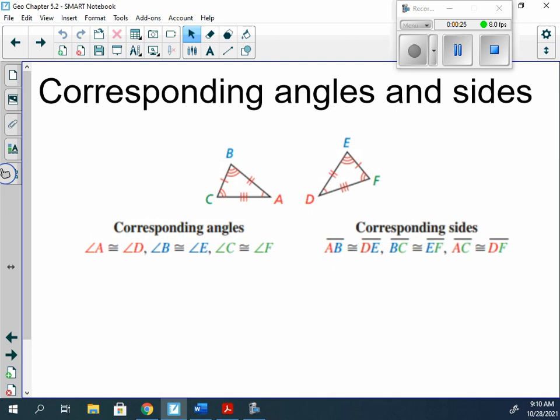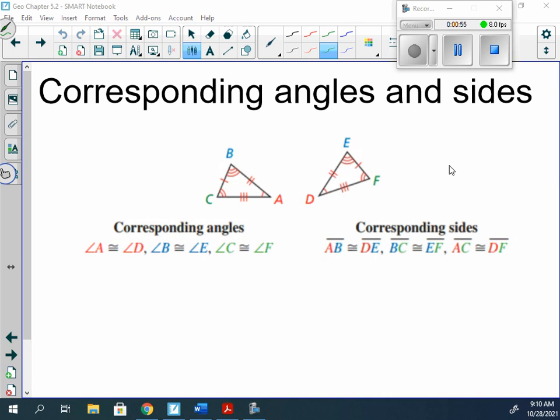If we look at these two triangles here, angle A and angle D would be corresponding because they are congruent to each other. We know that because of the single mark inside the angle, because the number of marks will match up to the angles that are congruent. Since A and D both have 1, they are congruent. C and F have 2, so they are congruent. And then B and E have 3, so they are congruent.